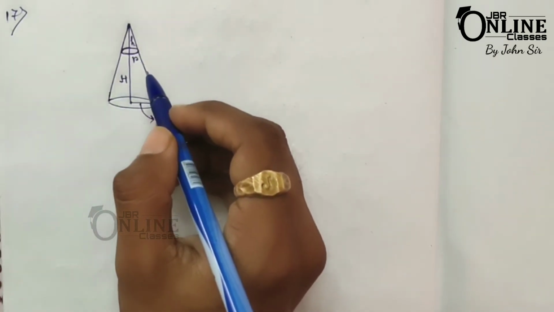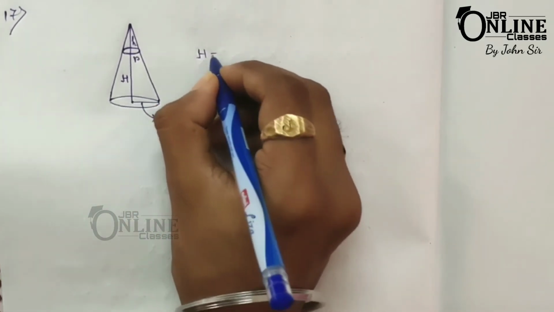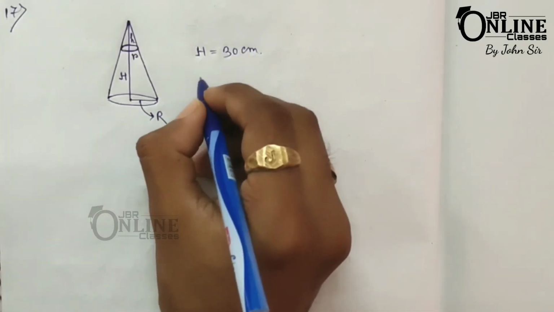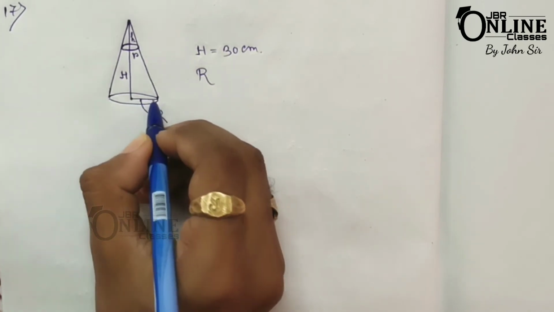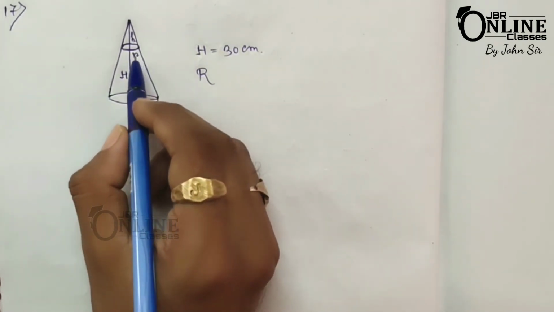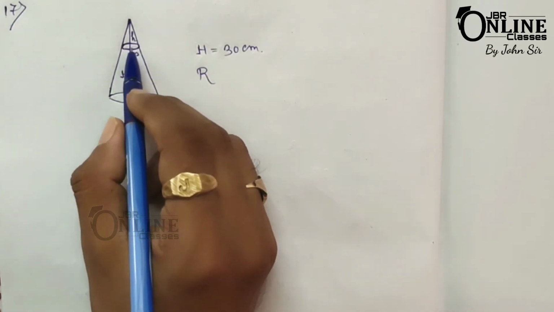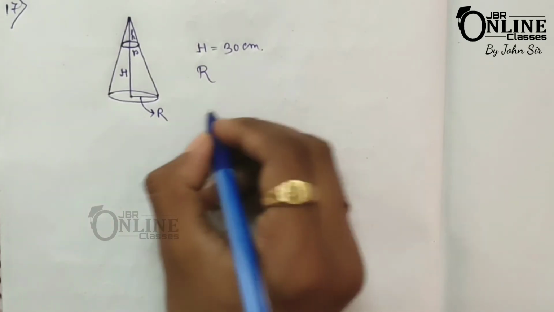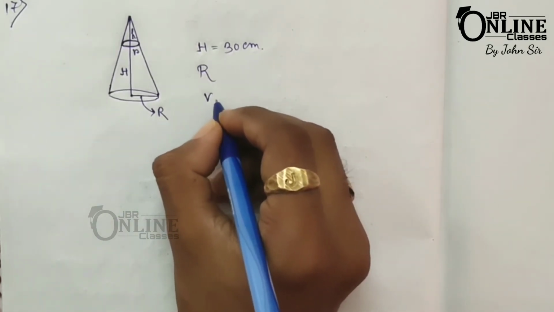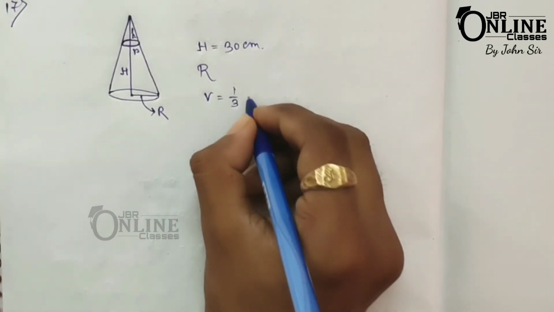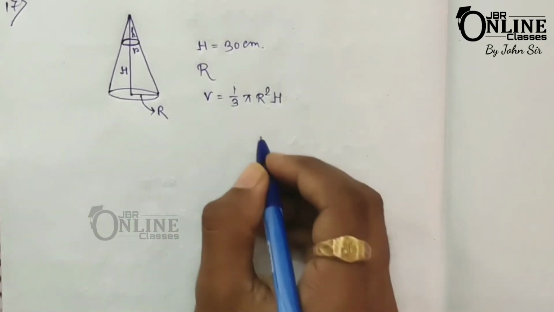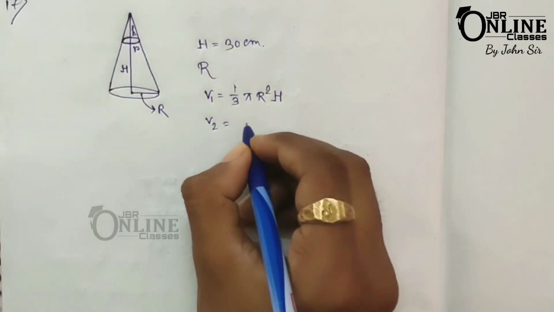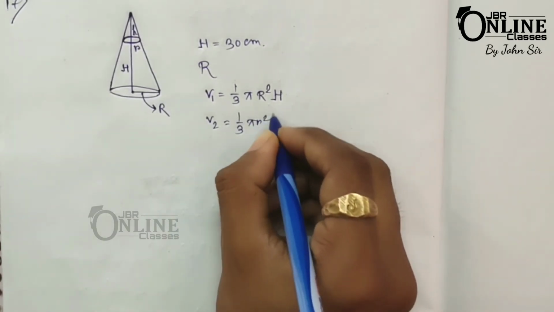So suppose here capital H is the height of the full cone and that equals 30 centimeter, and capital R is the radius of the bigger cone, and here small r is the radius of the small cone and small h is the height of the small cone. So according to the problem, first you have to find the volume of the bigger cone. Volume of the bigger cone equals 1 by 3 pi R square H, and the volume of the small cone, that is V1 and V2, equals 1 by 3 pi r square h.